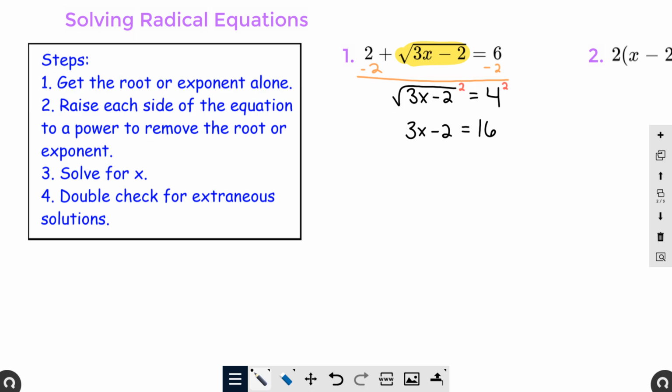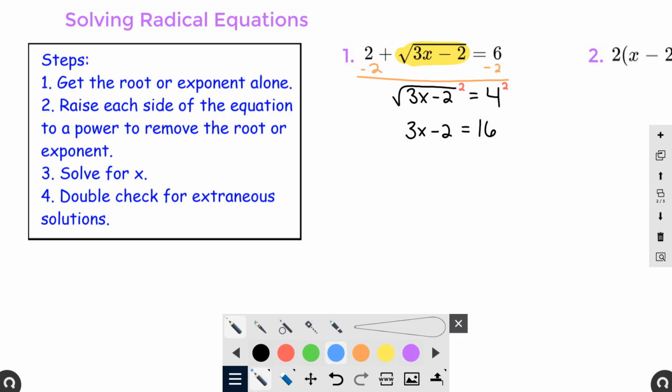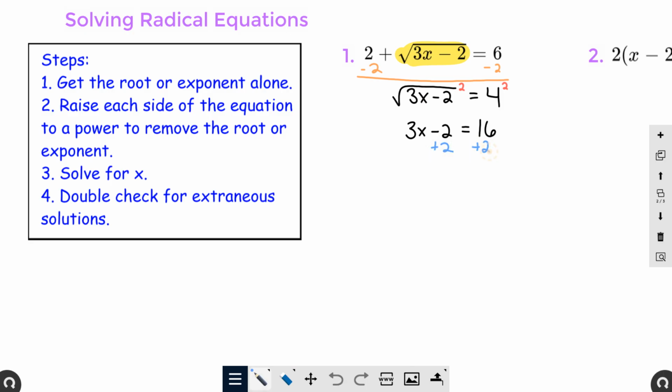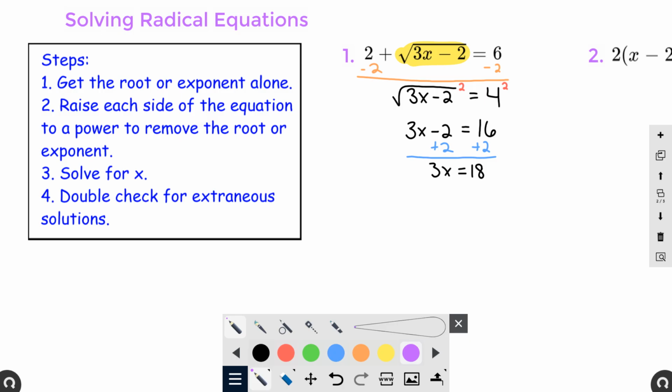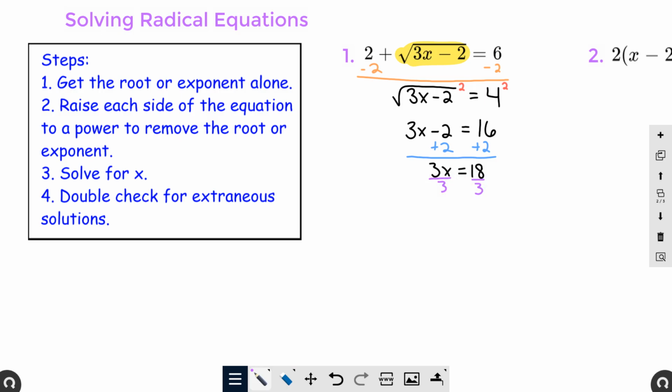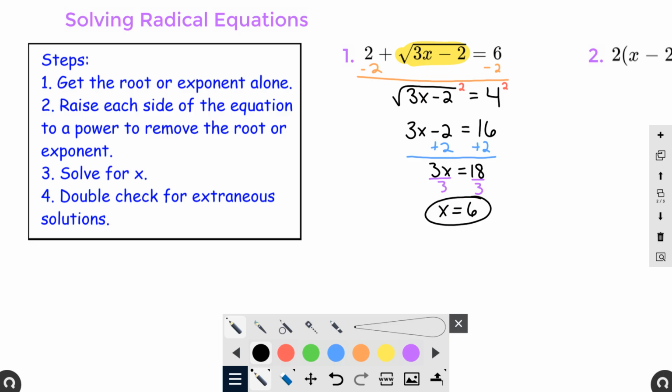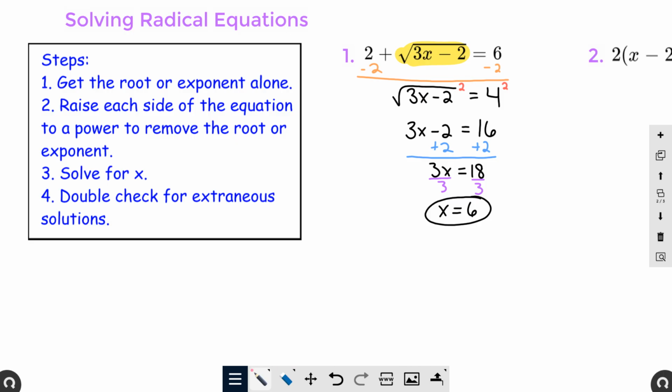Now we have a quick equation that we can solve for x. So what would you do to get x by itself? And then last, so x equals 6. Now, once we solve for x, we got to do step 4, which is double check for extraneous solutions.